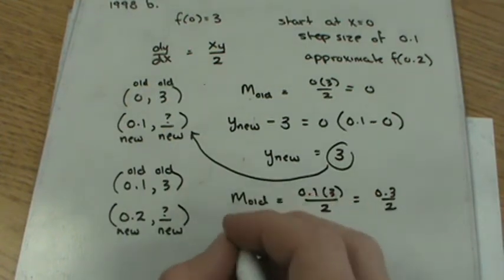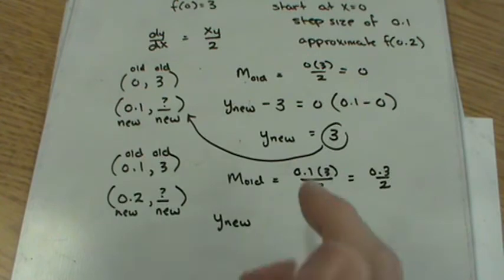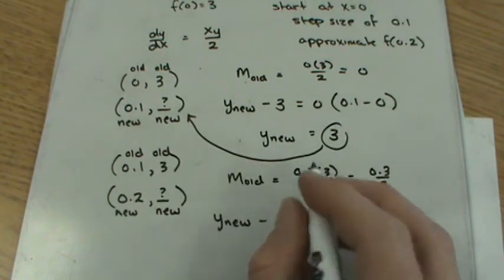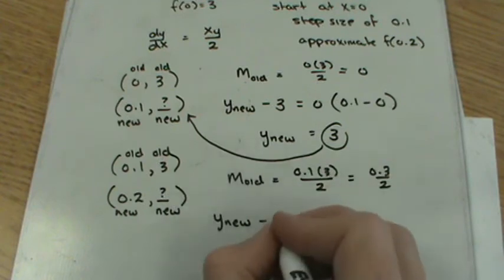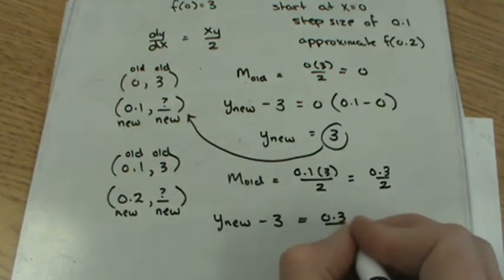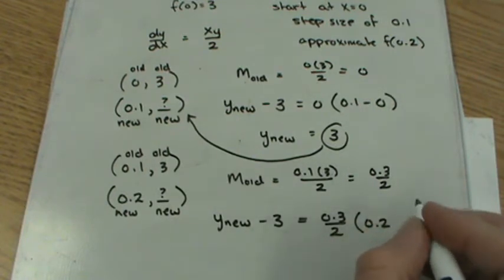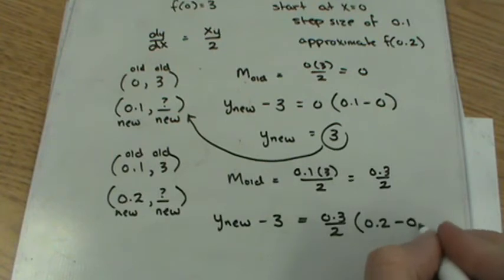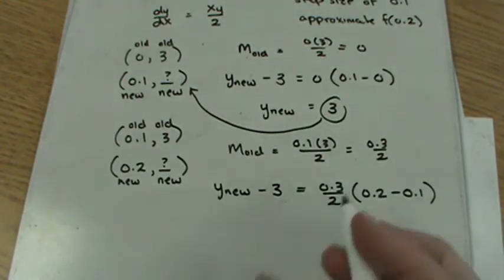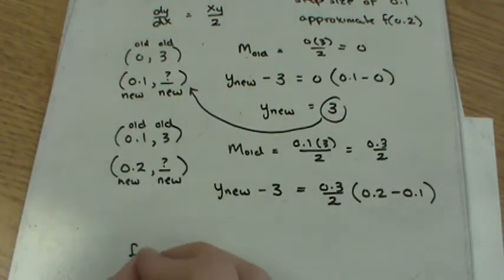So let's plug it in. y new minus y old. y old is going to be 3, equals 0.3 over 2, our m old, and 0.2, our x new, minus 0.1, our x old. And here's the thing, we're trying to find an approximation for f of 0.2.